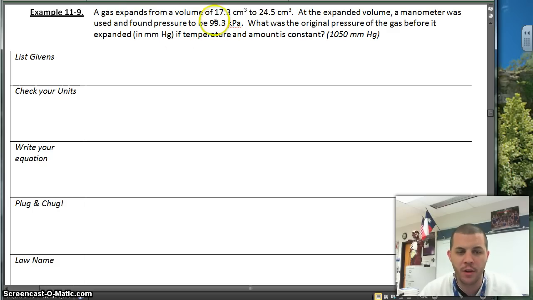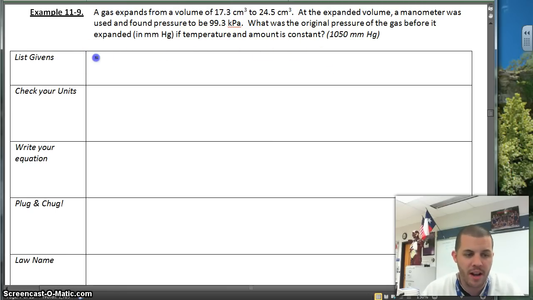A gas expands from a volume of 17.3 cubic centimeters to 24.5 cubic centimeters. At the expanded volume, a manometer, which is something that we use to measure pressure, was used and found the pressure to be 99.3 kPa. What was the original pressure of the gas in millimeters of mercury? Okay, and that says that the temperature and the amount are both held constant. So let's list our givens.